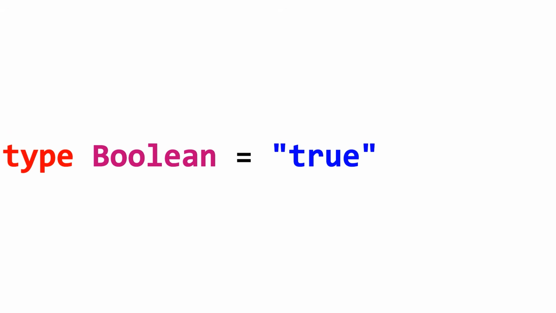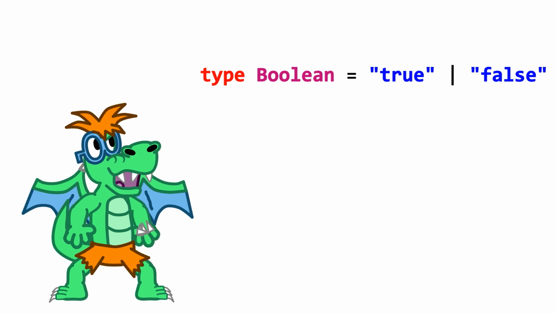You can combine types together using the union operator, represented by the pipe symbol. So this type can contain either the value true or the value false.